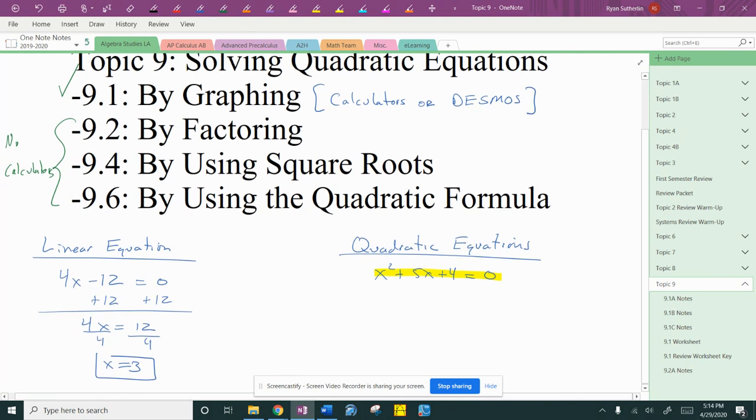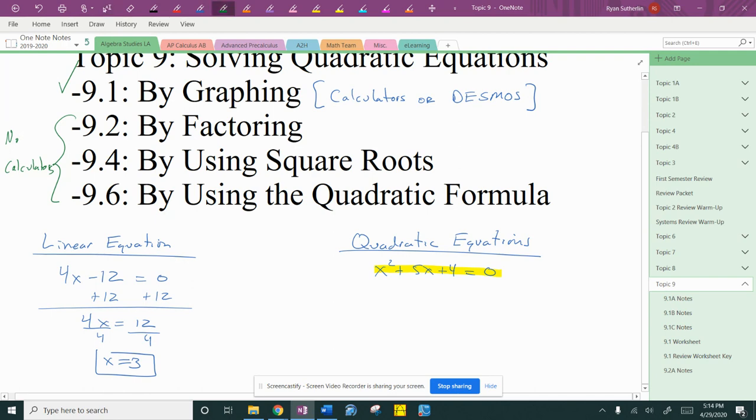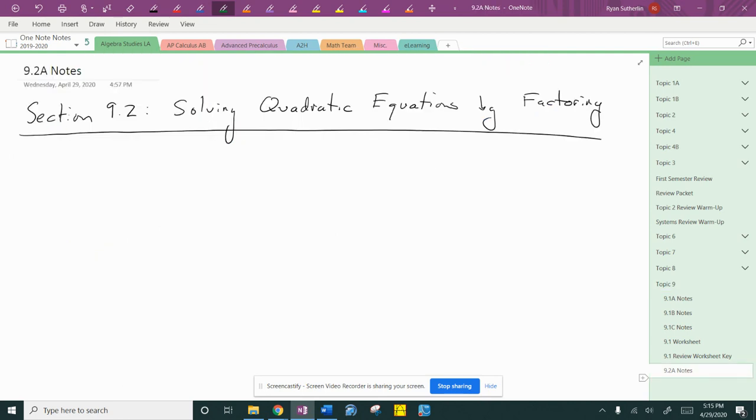So this example was here before, where we had a linear equation, and we know how to solve that algebraically, but how do we solve a quadratic equation like this algebraically without graphing it? And so the first method that we're going to use is going to be factoring. I'm going to come back to this exact problem in our notes, and we're going to talk about how we can solve that quadratic equation. So we go to our notes here. This is section 9.2, solving quadratic equations by factoring.